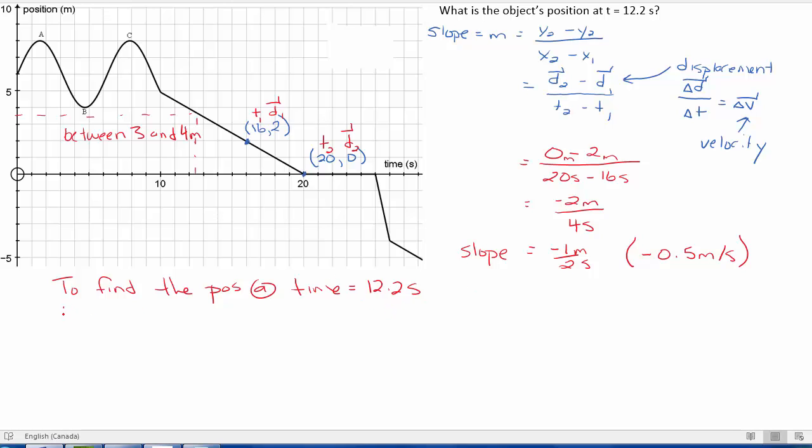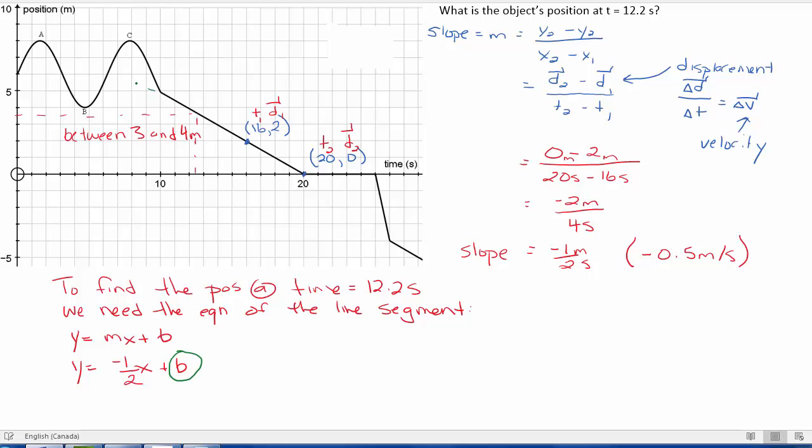But if I'm going to treat this as a linear equation, I need to find the position at time 12.2. So I don't want to just simply count from any of these points. I'm going to put this in a y equals mx plus b format, and I'm going to solve it. So I can say that y is equal to negative 1/2 x plus b. In this case, b is the hypothetical intercept that line segment would have if it were drawn all the way back to the y-axis. So I'm saying here-ish, somewhere up around 10.